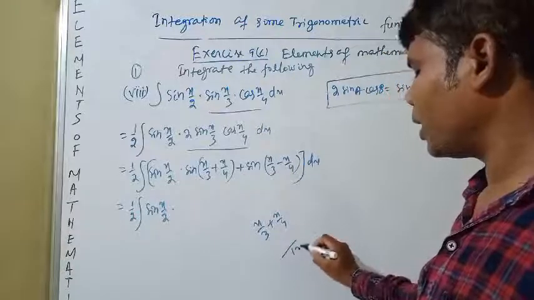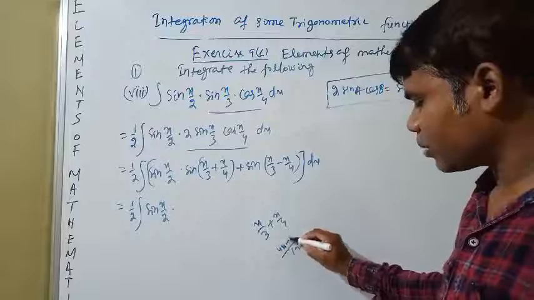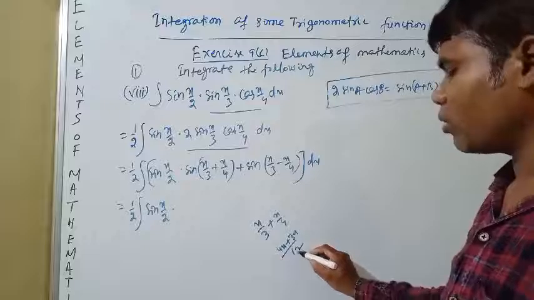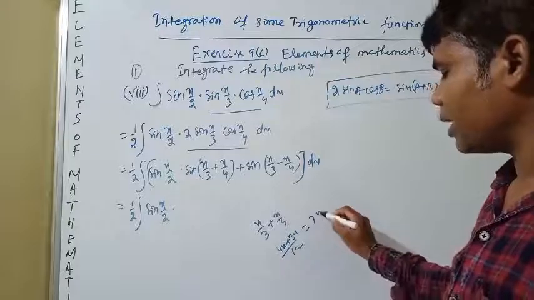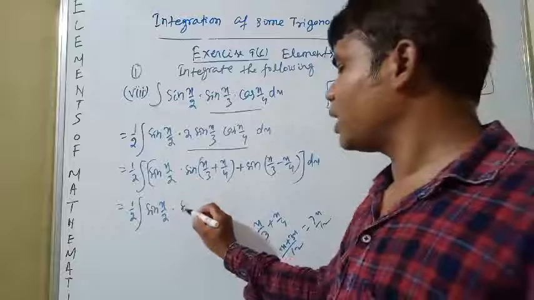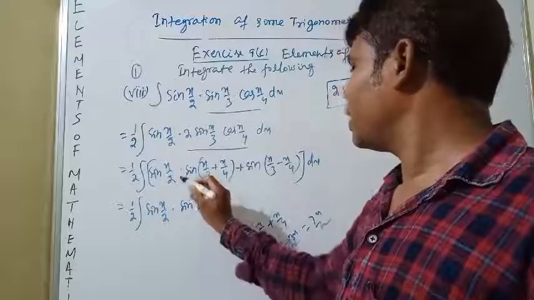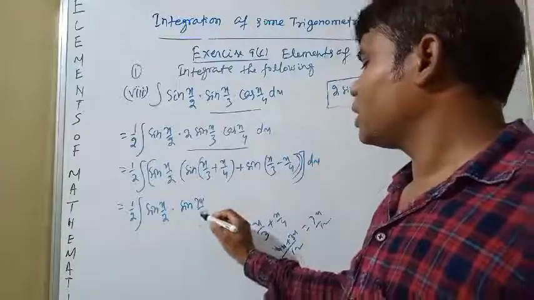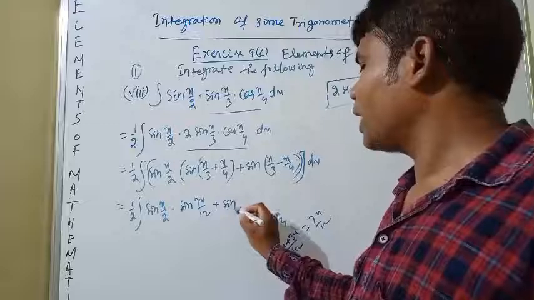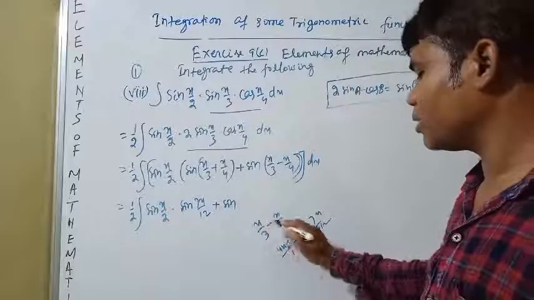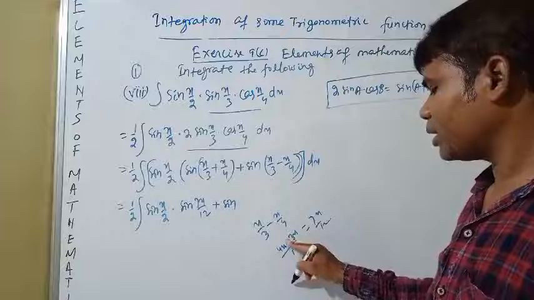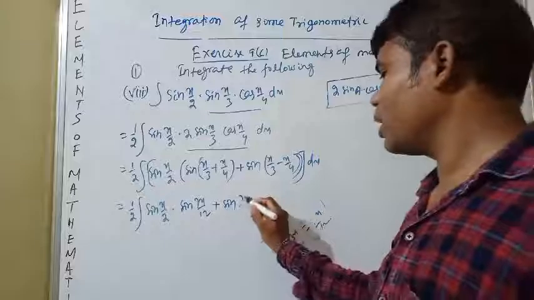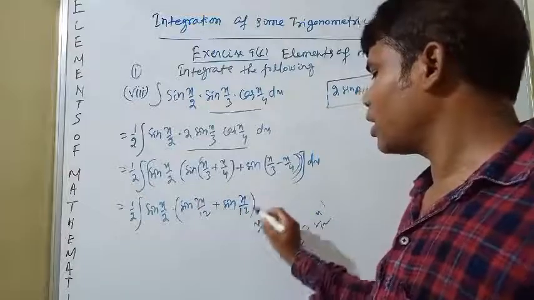LCM is equal to 12. This is 4x plus 3x. If you divide 12 by 3 you get 4, that is 4x and 3x, that is 7x by 12. So I can write here sin 7x by 12 plus sin, and here minus, this is 4x minus 3x, that is x by 12, dx.